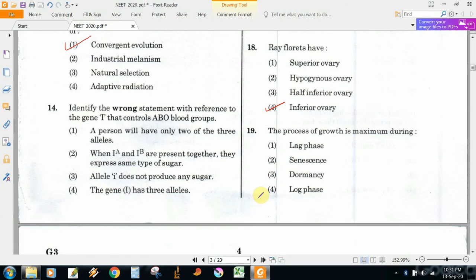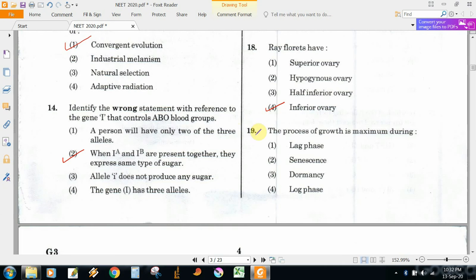Now moving on, the 14th question we are having, identify the wrong statement with reference to the gene I that controls the ABO blood group system. So the first statement is a person will have only two of the three alleles. Yes, it is true. The person, when IA and IB are present together, they express same type of sugar. No, they express different type of sugar. IA gene mainly codes for N-acetyl galactosamine, but whereas IB gene codes for galactose sugar. So both of them are coding for two different sugars. So hence the right option, that is the wrong statement, is second statement is the wrong statement. So the remaining two are obviously should be true.